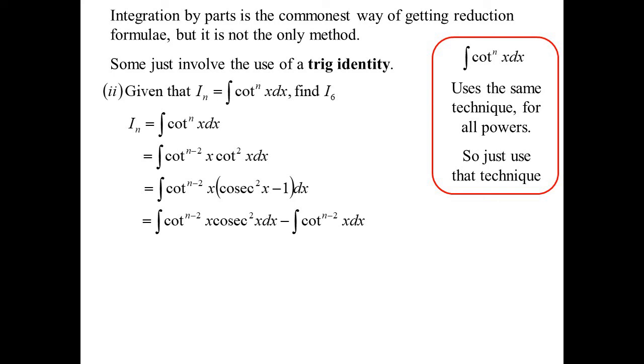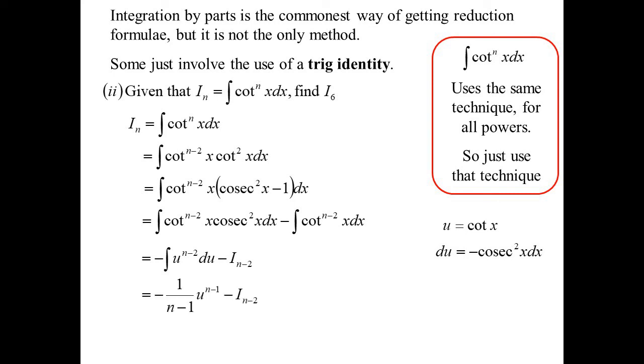So let's do the first one. Oh, well, do it by substitution. u equals cot x, du is minus cosec squared. So I have minus integral of u to the power of n minus 2, add 1 to the power over the power, sub the u back in, and we've got a formula. I6 is what we now have to go and find using that formula.